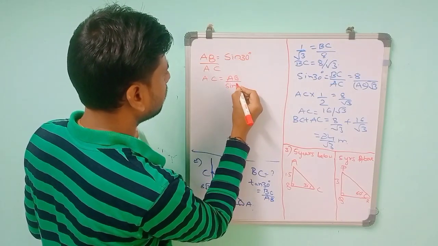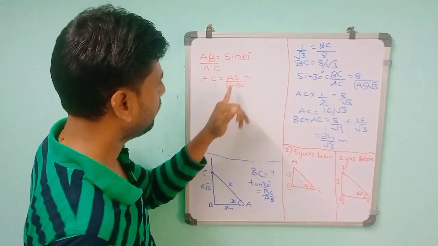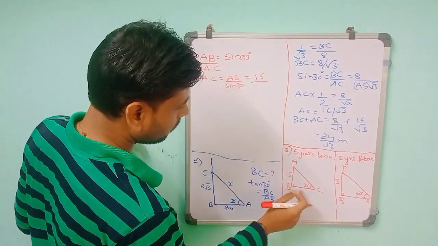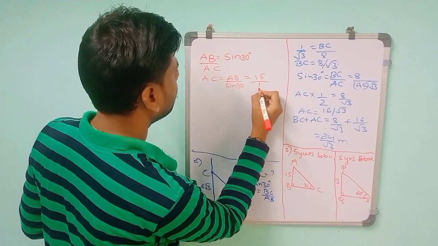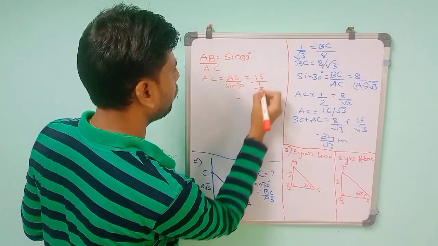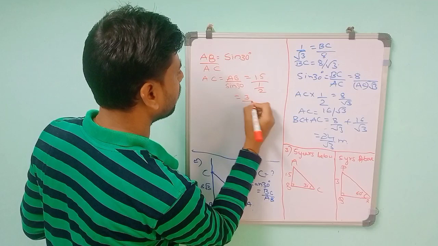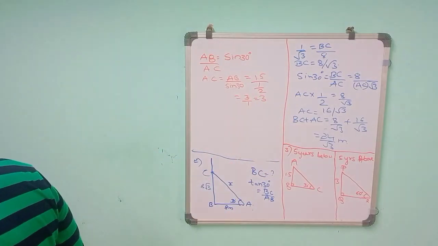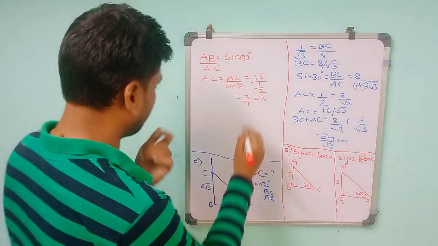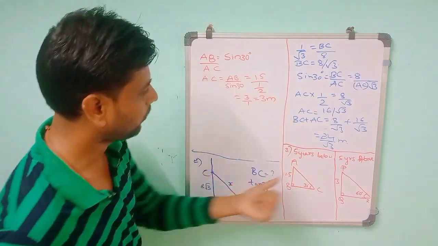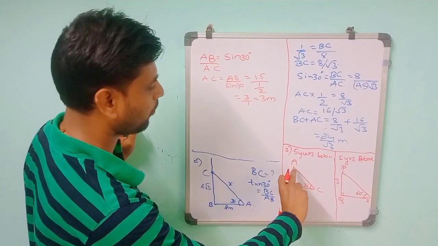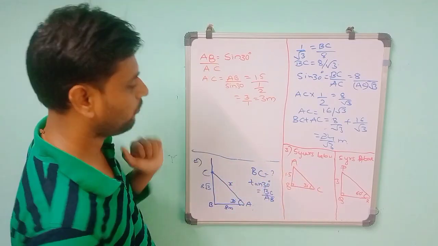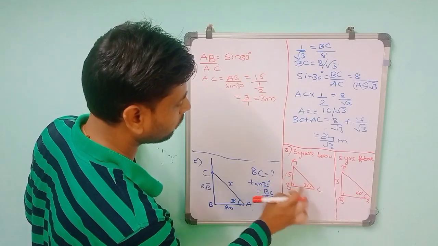AB by sine 30. AB is 1.5, and 1 by sine 30 value is 1 by 2, so 2 will go upside. So 3 by 1 is equal to 3 meter. So for the first one, 5 years below, they have taken the top at 1.5 meter. So you have to find the slide, AC. We can find this value when we know this value, because opposite by hypotenuse.